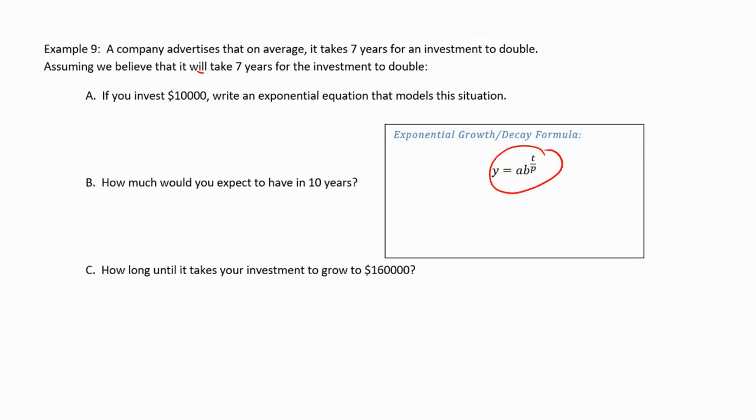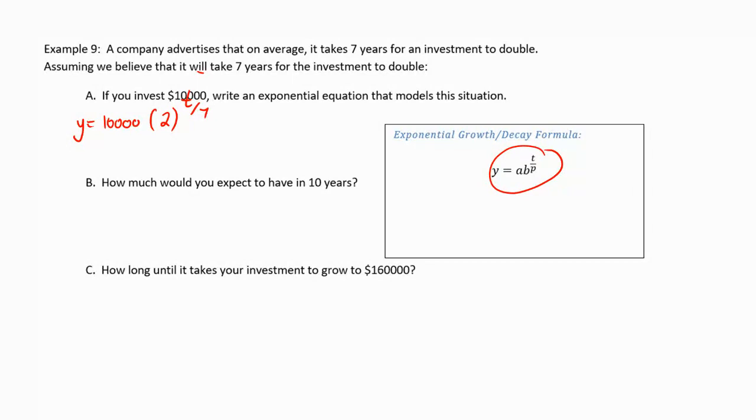So we already talked about this formula over here. So in this case, our initial amount is 10,000. Our b value is going to be 2, because if we say it's going to double, that means we're multiplying times 2. That's what our growth factor is going to be. And then we have t over 7.